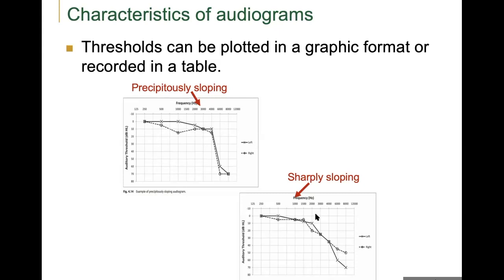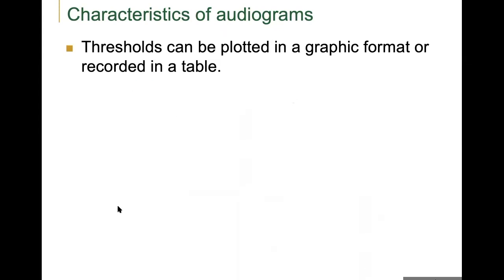We also have a sharply sloping audiogram. It's a little bit different from the precipitously sloping one in that it falls off gradually. It doesn't take this sharp tank into the higher intensities. It does so gradually over time. All right. What else do we have?